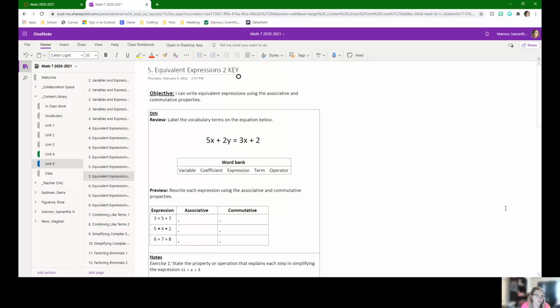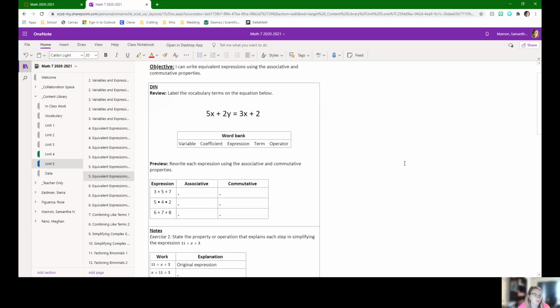We're going to kick things off in math class by doing more with equivalent expressions. This is actually going to be very similar to the lesson we did the Friday before break. So our objective is: I can write equivalent expressions using the associative and commutative properties.